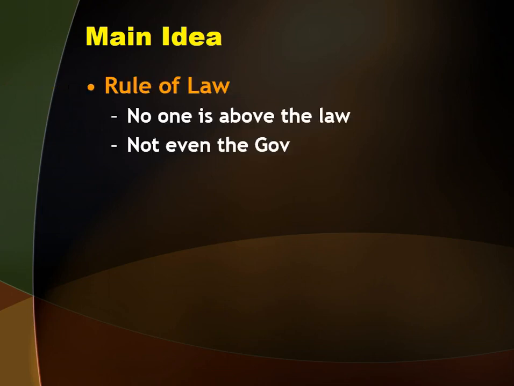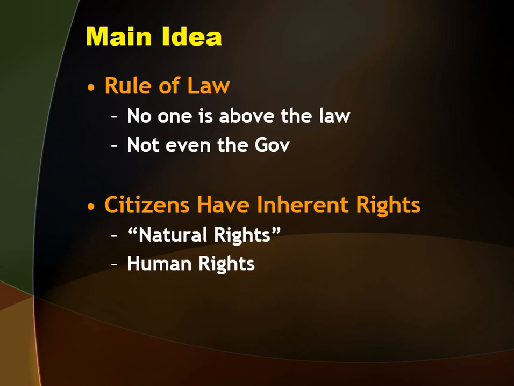So a couple of the main ideas. First of all, the idea of rule of law. Nobody in America is above the law. Not even the president, not even the politicians. Everybody from the richest of the rich to the poorest of the poor must follow the law. And the idea that people have inherent rights, natural rights, inalienable rights, as they're sometimes called, human rights, as they're sometimes called. We have this general belief in America that everybody has rights, and those rights are protected.